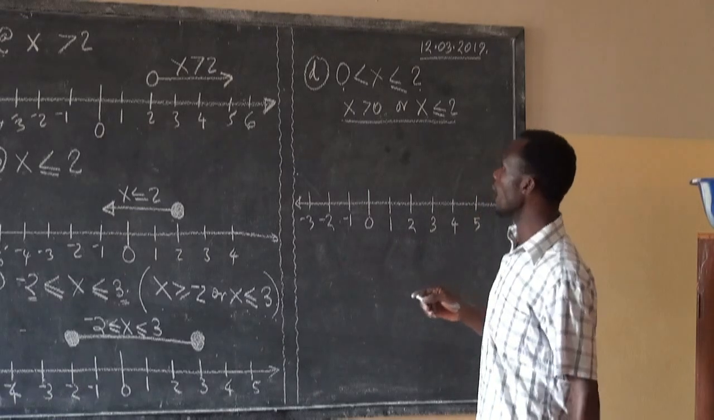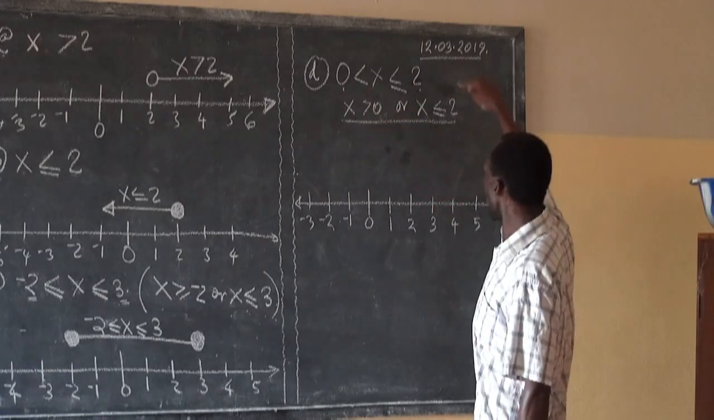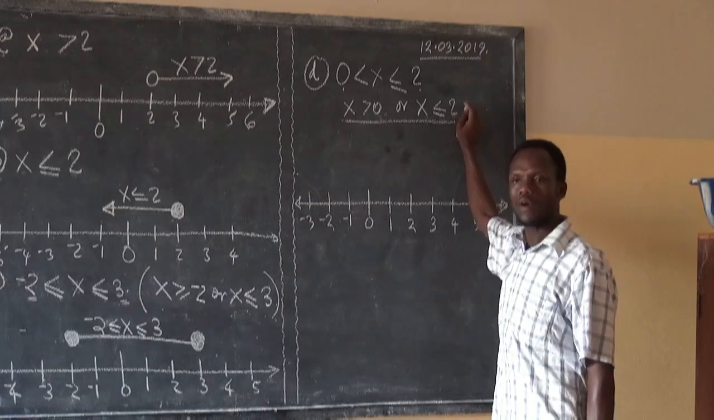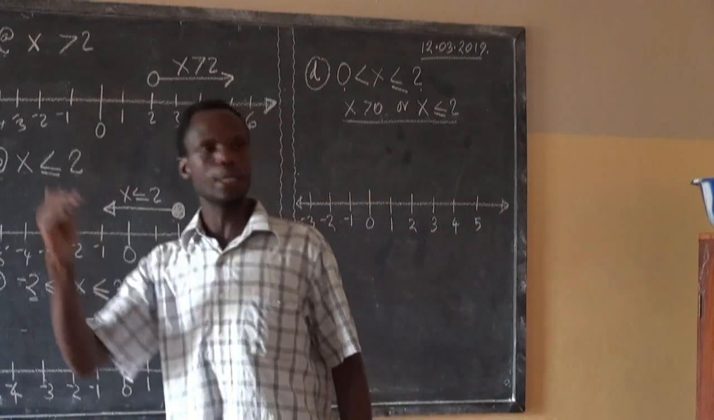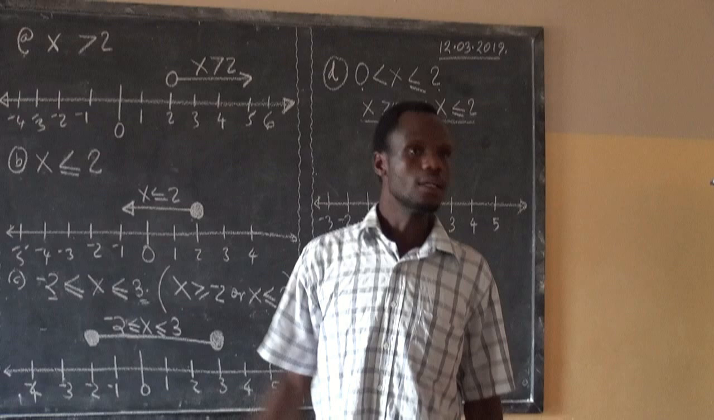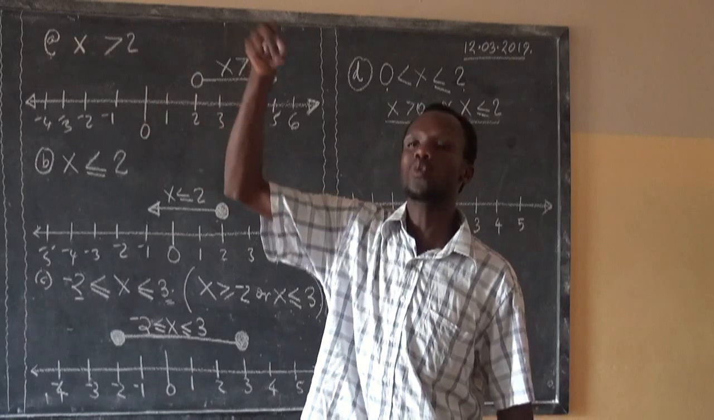Lakini hapa anakuambia namba kubwa kuliko sifuri, lakini ni ndogo au ni sawa na 2. Kwa nitajie namba kubwa kuliko sifuri, lakini ni ndogo kuliko 2. Kwa hiyo ni 1 na 2 yenyewe, kwa sababu na yenyewe ikiwemo, included.